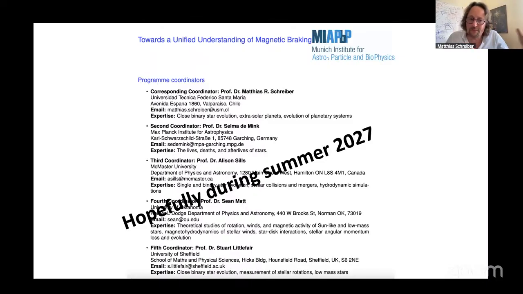So we have to bring them together, and hopefully this program will be accepted, and then everybody who is interested can apply to participate. If everything goes well, it will happen in summer 2027. And if you're interested in magnetic braking and low mass stars and dynamo physics, you can apply then. Thank you very much for your attention, and I'm happy to take questions.